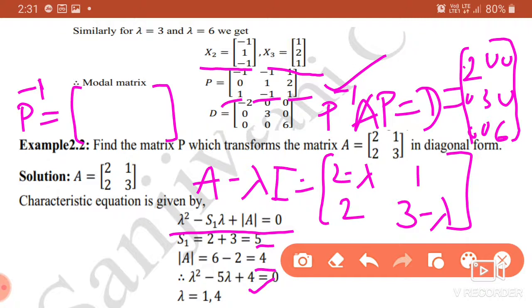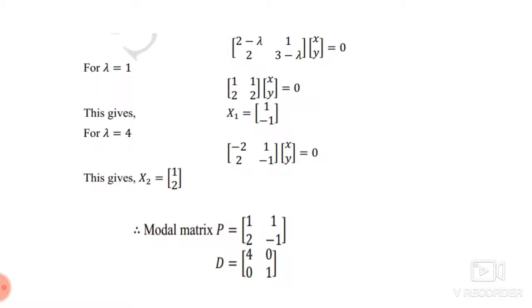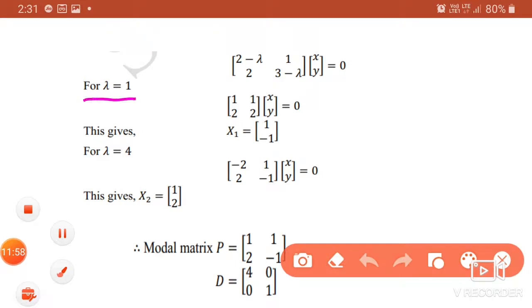So directly we can find the model matrix P by finding eigenvectors. A minus lambda I into x equal to 0 is the equation for the eigenvector. Put lambda equal to 1 first and then lambda equal to 4. So for lambda equal to 1, we get the first eigenvector, x1 equal to (1, minus 1). See how we are getting this eigenvector.